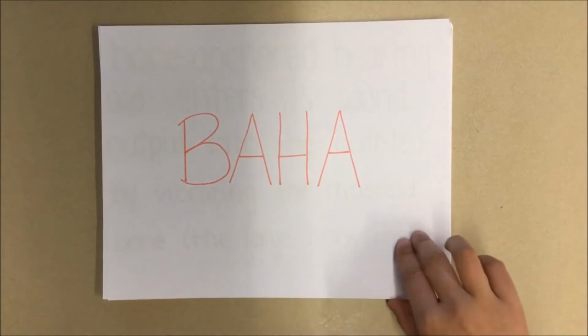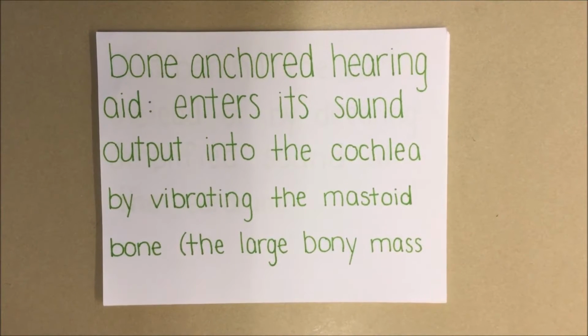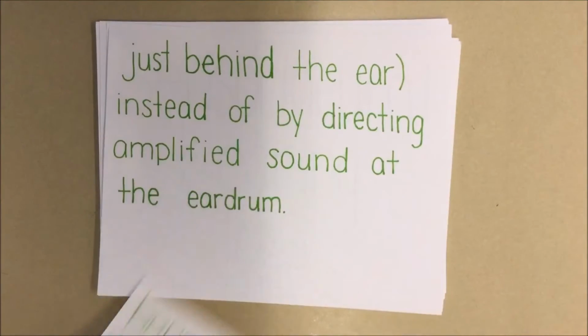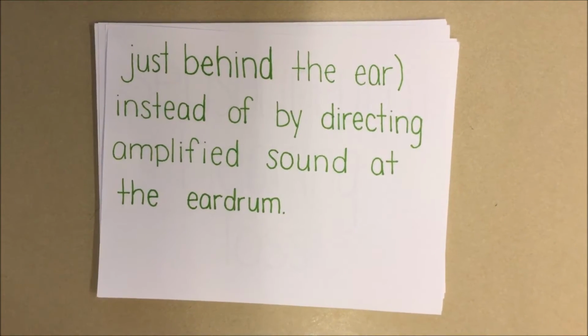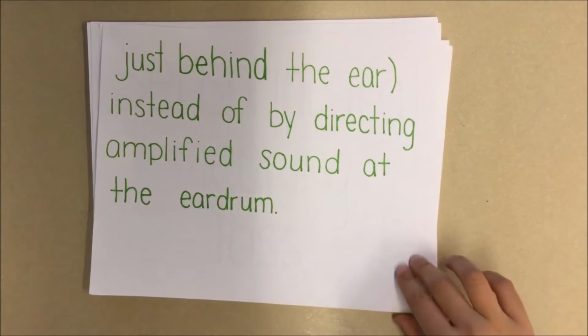Baha: bone-anchored hearing aid. Enters its sound output into the cochlea by vibrating the mastoid bone, the large bony mass just behind the ear, instead of by directing amplified sound at the eardrum.